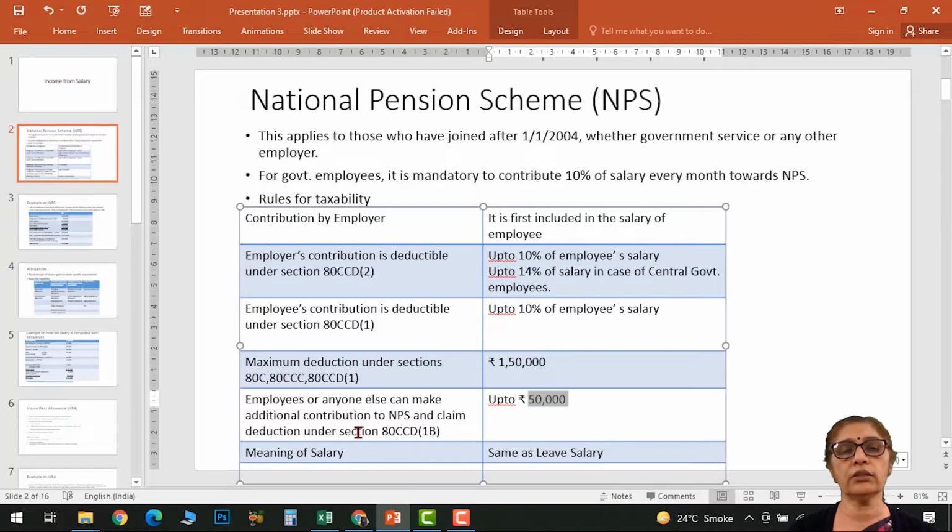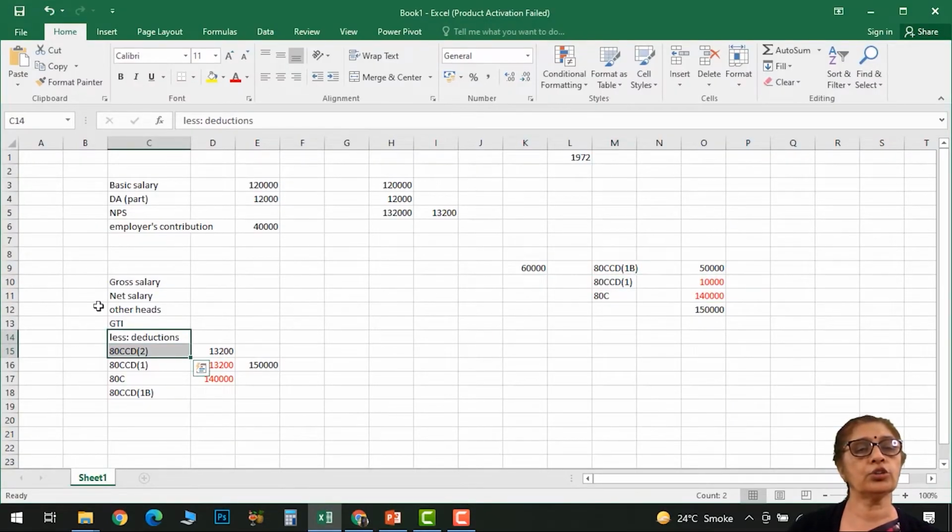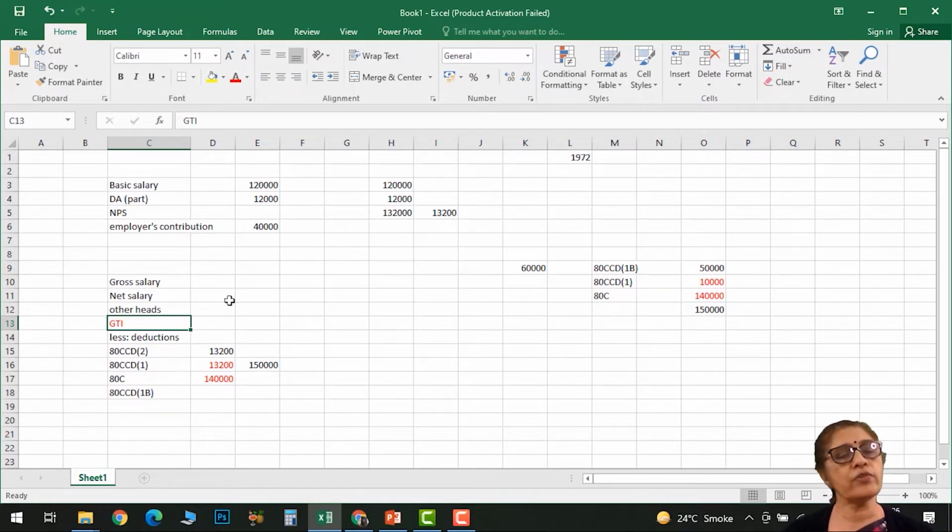So that's how we deal with NPS in terms of treatment, first in your salary and then giving deduction from your gross total income. Deduction is given on gross total income. We don't give it on gross salary unless gross salary itself is your GTI, which normally doesn't happen because all of us earn some interest, as we have bank accounts. We always have income from other sources. So salary plus other sources gives GTI, less CCD2, with CCD1 to be clubbed with CCC, 80C and CCD1B.